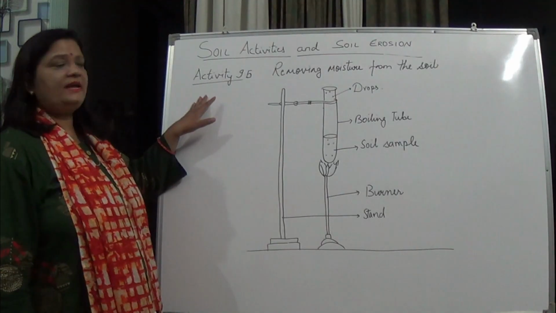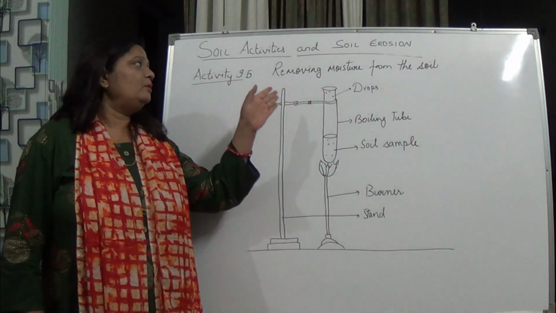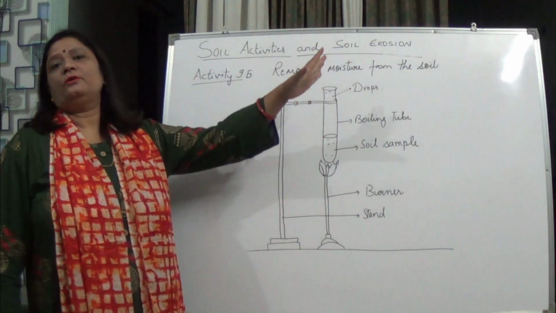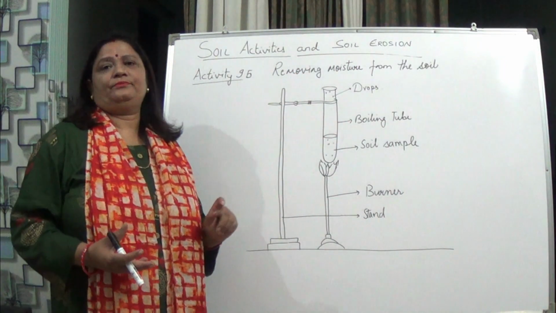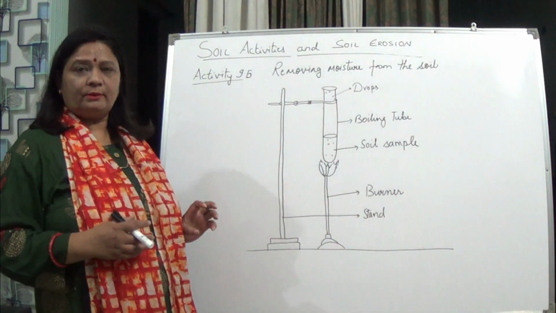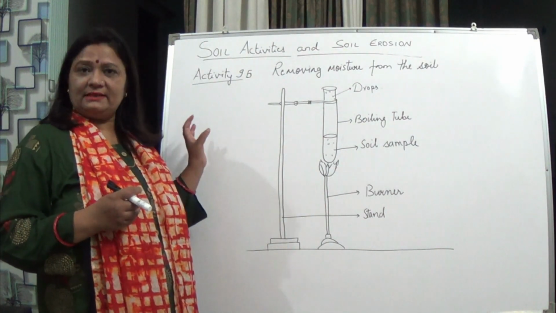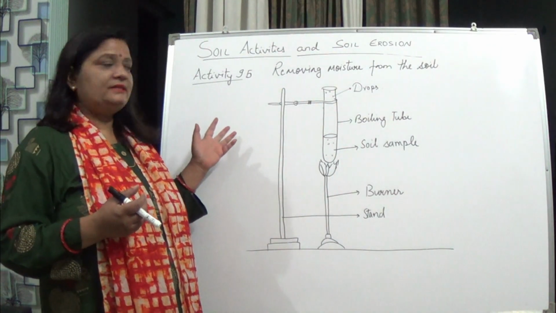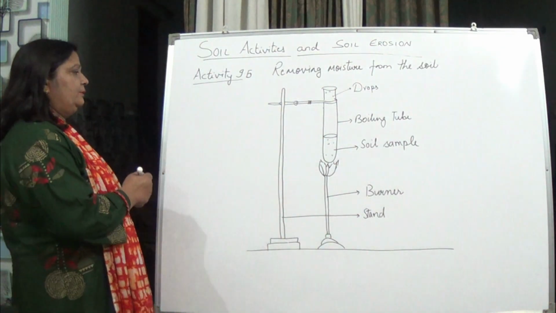So the next activity is activity 9.6. In this we will be studying the removal of moisture from the soil. Actually, the soil which we see consists of water in it, and different types of soil will contain different amounts of water, isn't it? Like if we are talking about sandy soil.